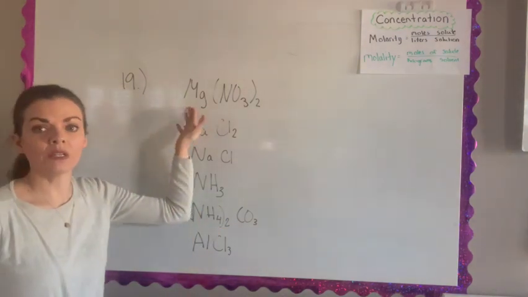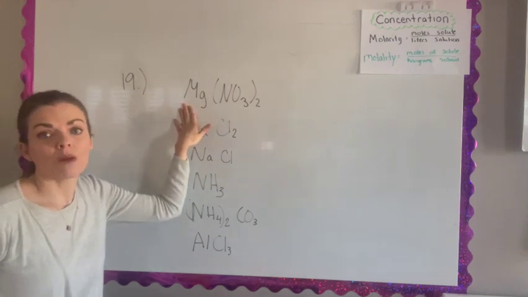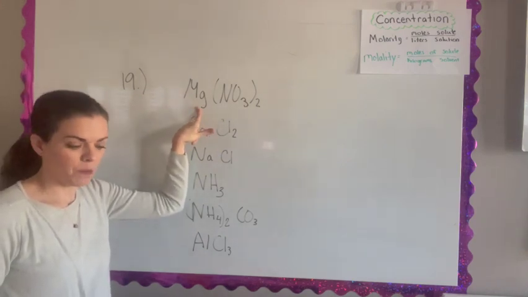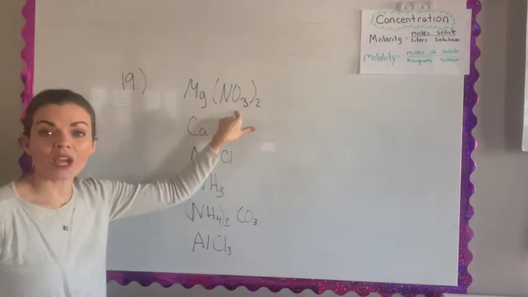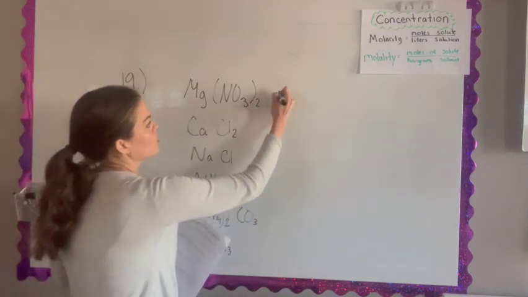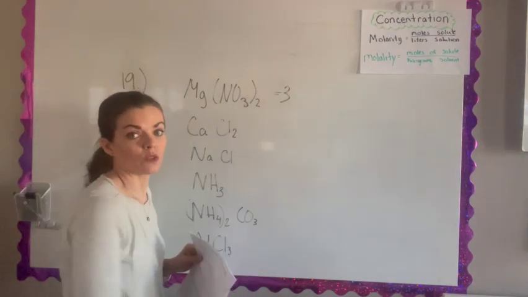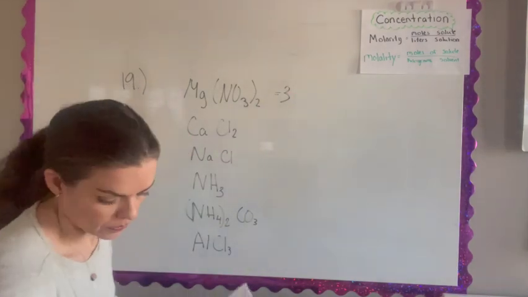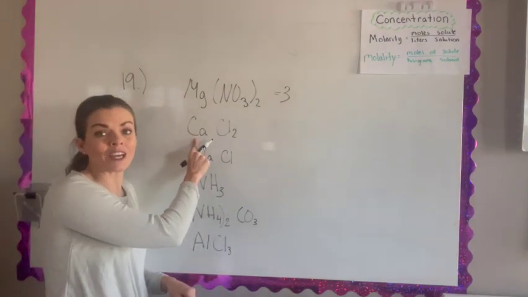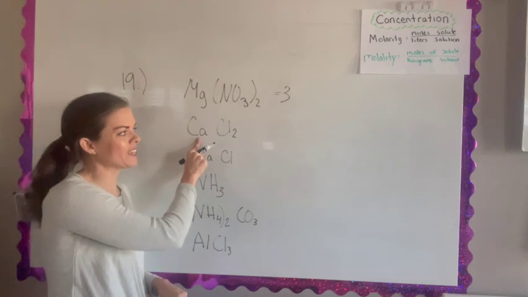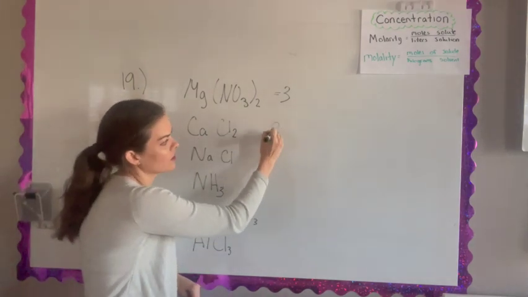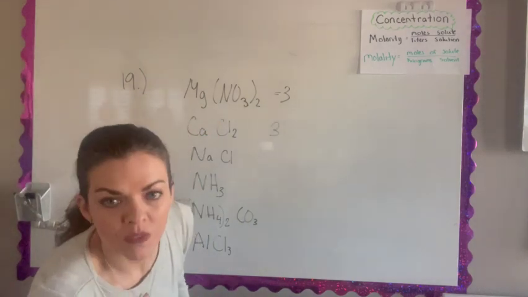So magnesium nitrate is an ionic compound because magnesium is a metal. And so it breaks up into one magnesium and two nitrates. Remember, a polyatomic ion stays the same. So it forms 3. So its i would be 3. For calcium chloride, this is also a metal, so it still breaks apart. So we have 1 calcium and 2 chlorines. So its i is also a 3. All my markers are done.